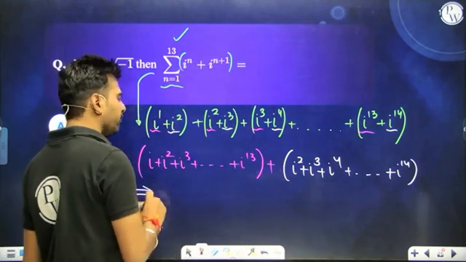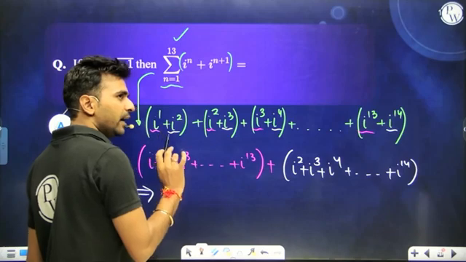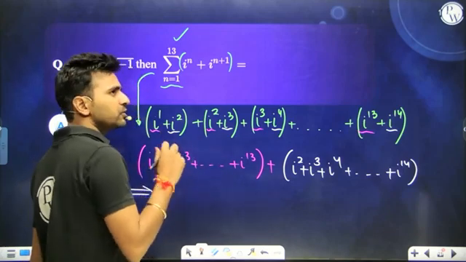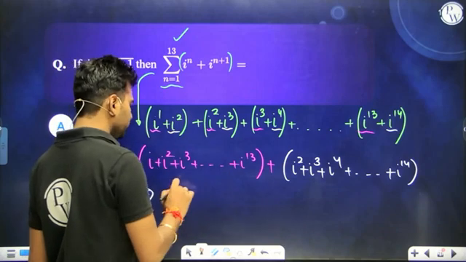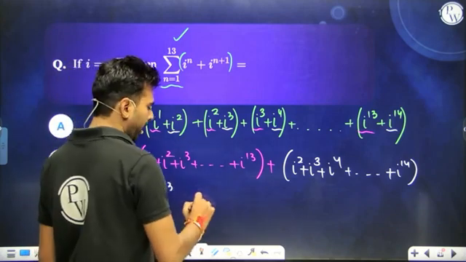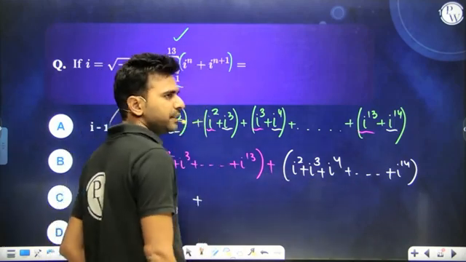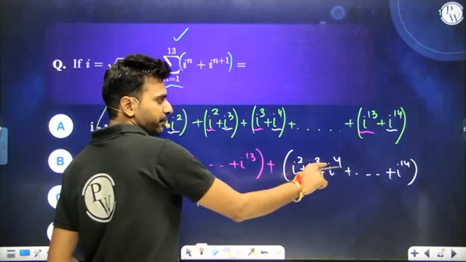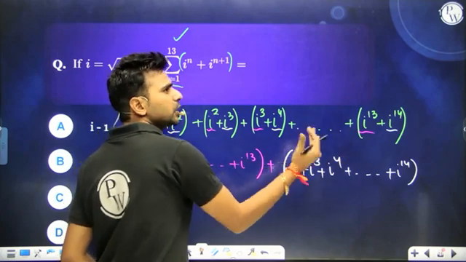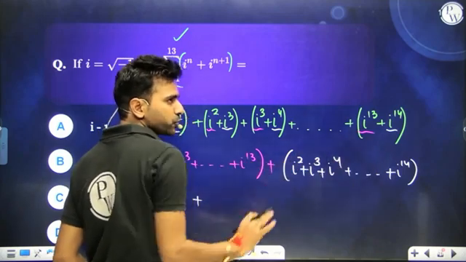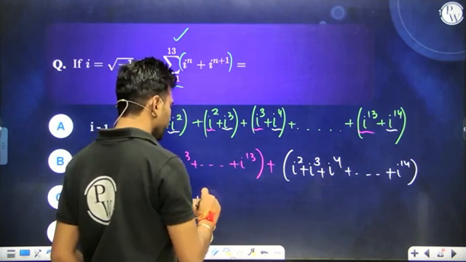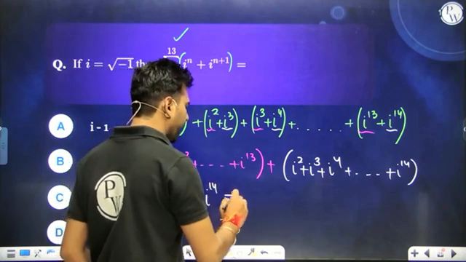So if we make groups of 4, then only iota to the power 13 will remain, because these are 13 terms. Rest everything is going to be 0 only. And over here, these are also 13 terms, because we are starting from 2 and going till 14. Until the 12th term, the summation is going to be 0, because the sum of any 4 consecutive powers of iota is nothing but 0 only. So this is going to be the required answer.